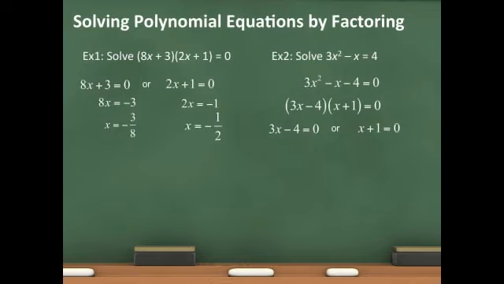If we take the first equation, 3x minus 4 equals 0, we can solve by adding 4 to both sides of the equation. Next, we divide both sides by 3. This gives us x equals 4/3.